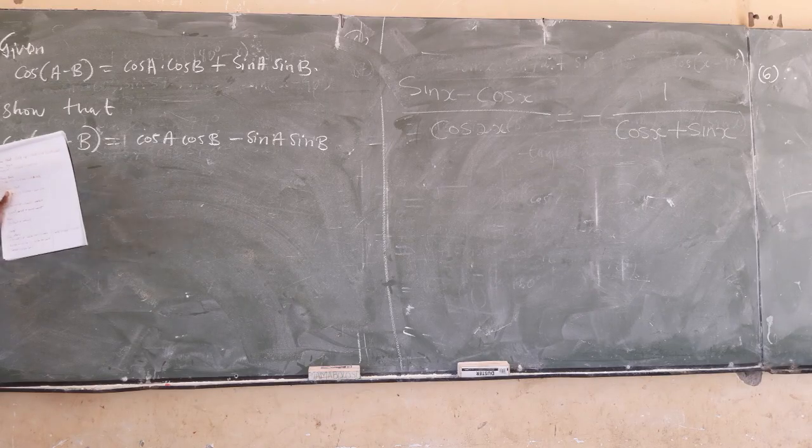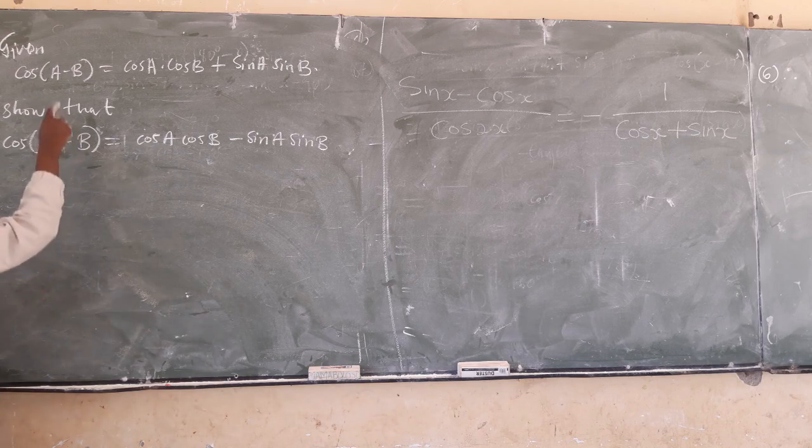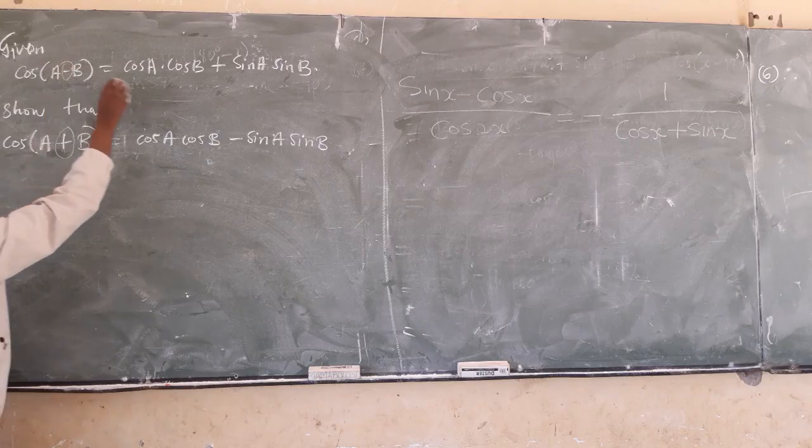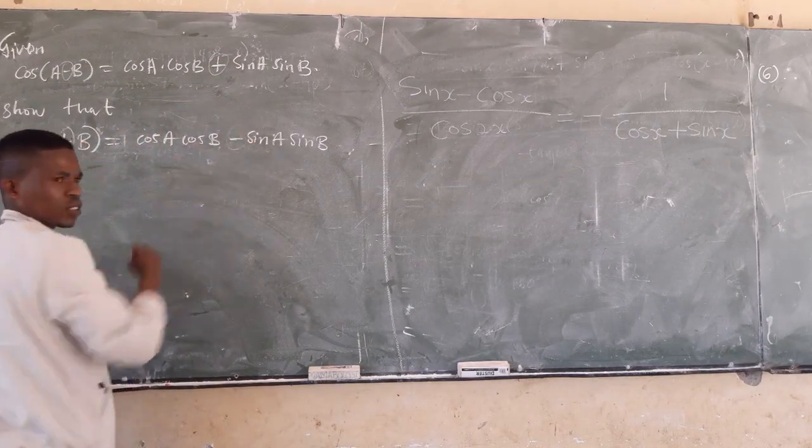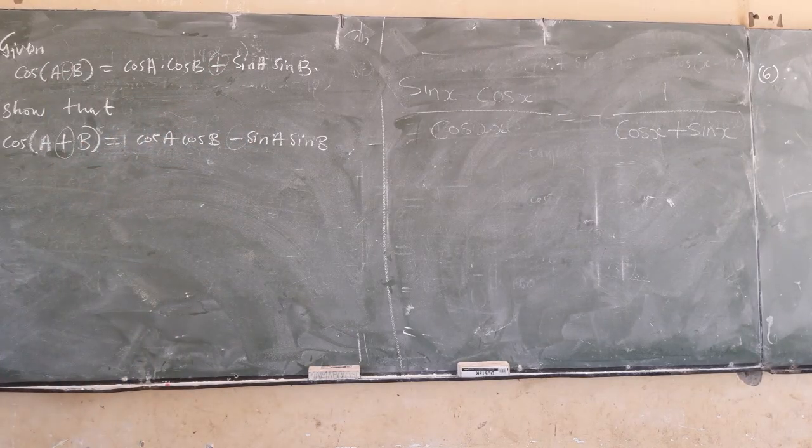So now, how do we do it? The technique is that you check, okay, what is the difference between the two? So the technique is to put it together. How do we do that?